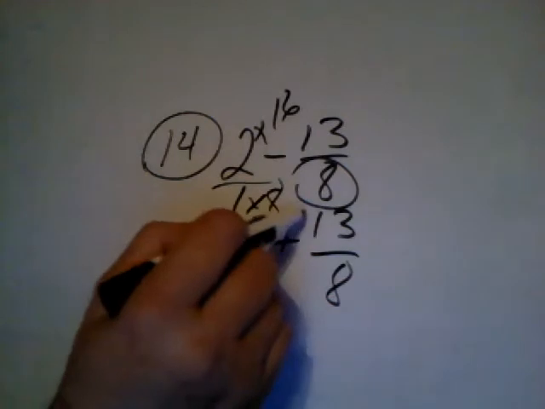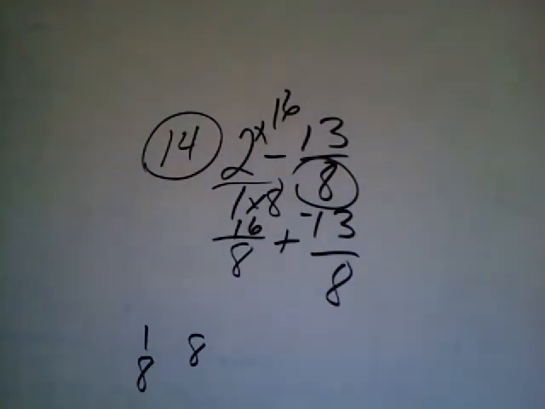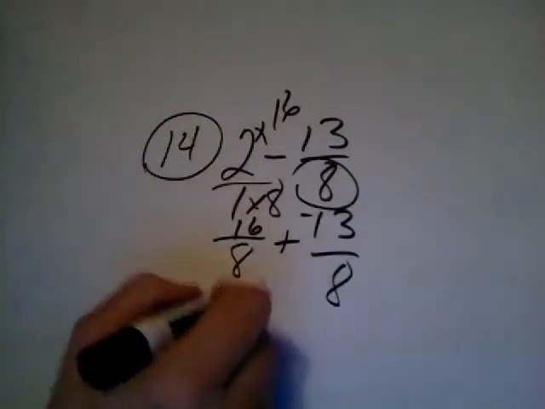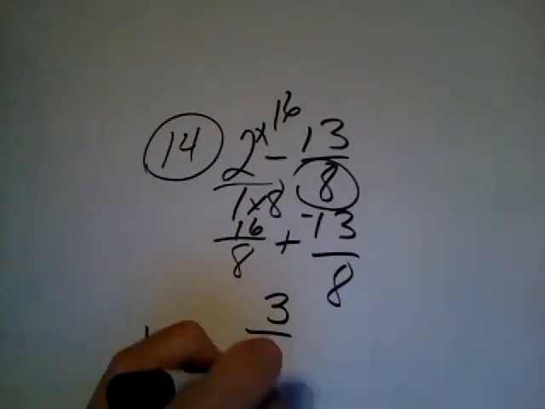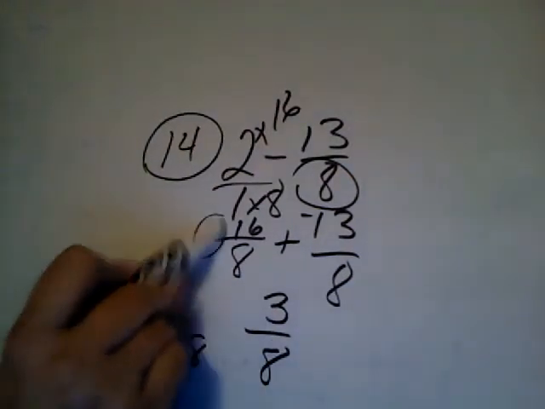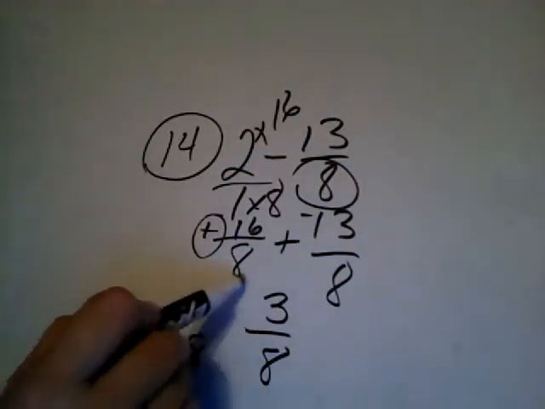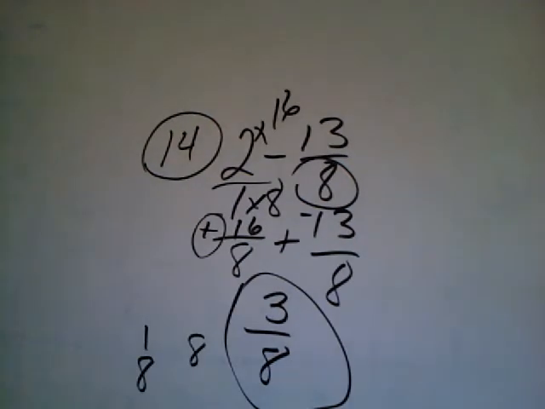Keep it, change it, change it. The signs are different, so you subtract. 16 minus 13 is, of course, 3 over 8. The sign of the larger number is positive. I do not have to write positive signs in front of numbers, so that is my answer.